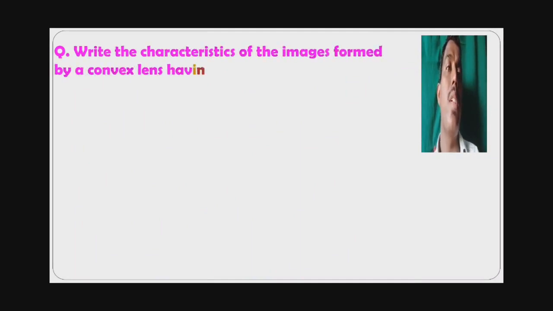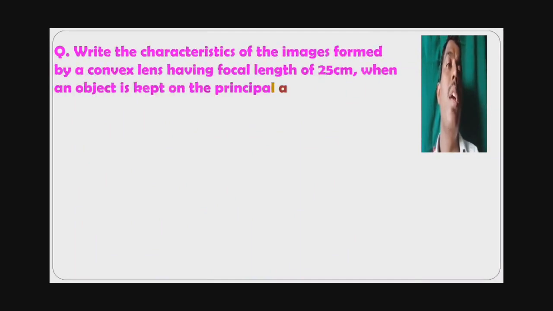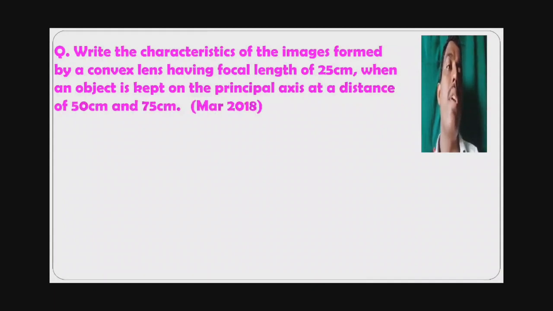Provide the characteristics of the images formed by a convex lens having a focal length of 25 centimeters. Here a convex lens is given, and the focal length is 25 centimeters, when an object is kept on the principal axis at a distance of 50 centimeters and 75 centimeters.